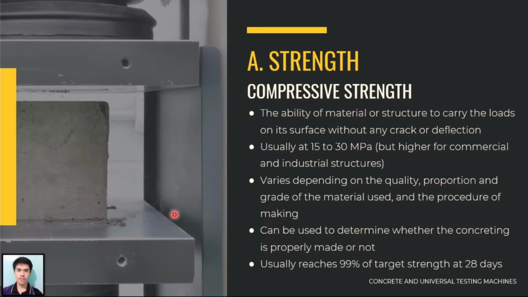So nagba-vary daw yung strength ng ating concrete depende dun sa proportion. Halimbawa kung tama ba yung dami ng semento para dun sa dami ng aggregates at saka ng buhangin, saka dun sa water content. O kaya naman yung shapes, saka yung quality ng aggregates na ginamit natin. So yung mga ganong factors nakaka-apekto dun sa compressive strength ng concrete. Yung concrete usually reaches 99% of the target strength at 28 days. Pero depende pa yan dun sa uri ng semento na ginamit.